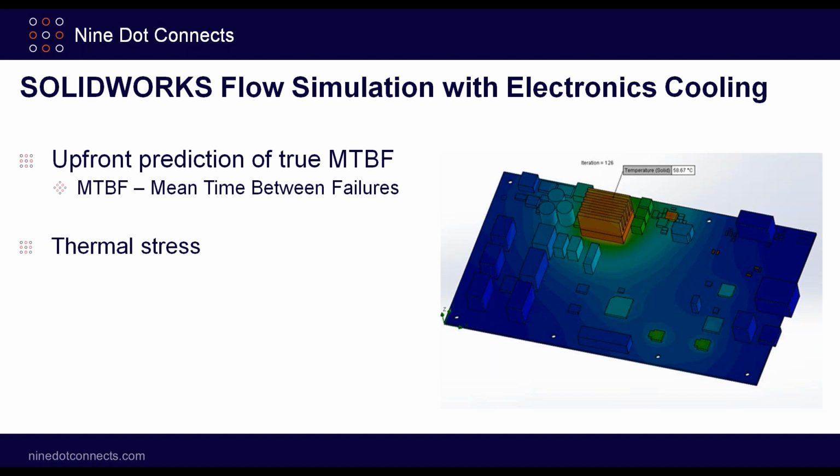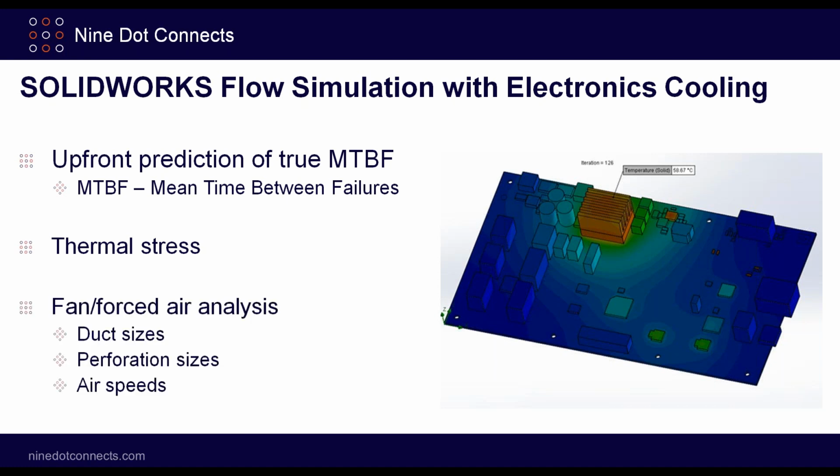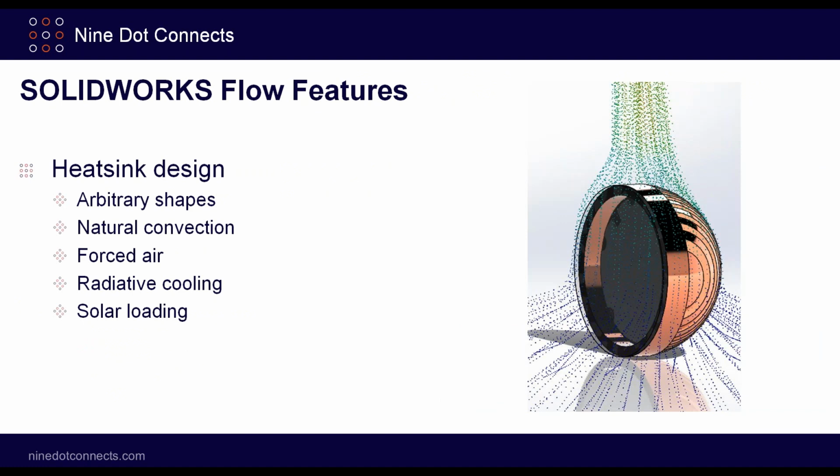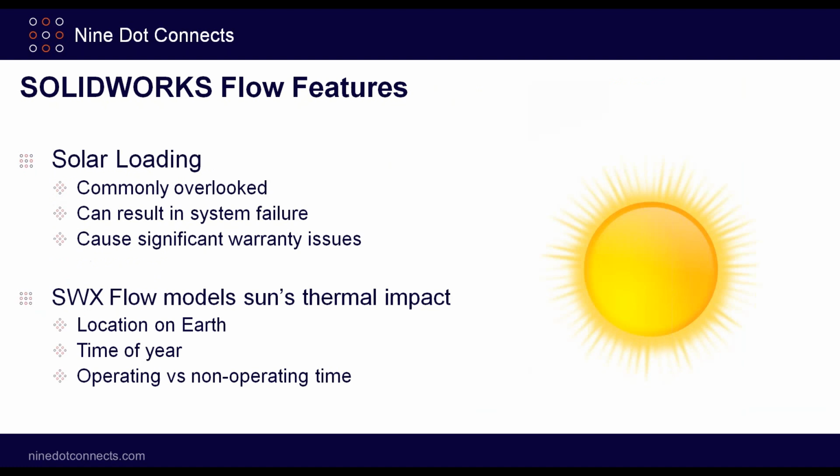Another thing you can do with this tool is thermal stress. You would use a SOLIDWORKS simulation tool to import the data from flow, and then look at the stresses on the PCB board. We also have an extensive fan library. We can look at duct sizes, perforation sizes, and air speeds. When we're doing heat sink design, and it's a completely arbitrary shape, you look at your natural, forced, radiative, and solar loading. And that's something that gets overlooked a lot in a lot of systems.